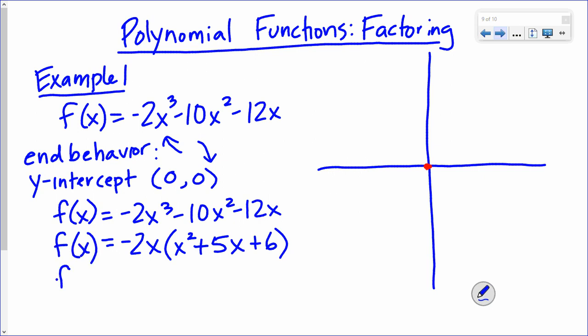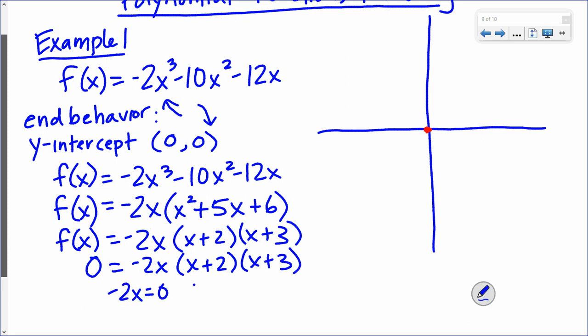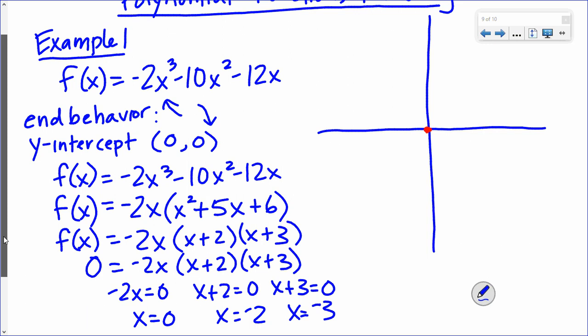And now, once I've pulled out the GCF of -2x, I can factor this. It's (x plus 2)(x plus 3). And now I can do just like we always did. To find the zeros, you set it equal to 0. You make y equal to 0. And I have 3 mini equations: -2x equals 0, x plus 2 equals 0, and x plus 3 equals 0. So my zeros are 0, -2, and -3.